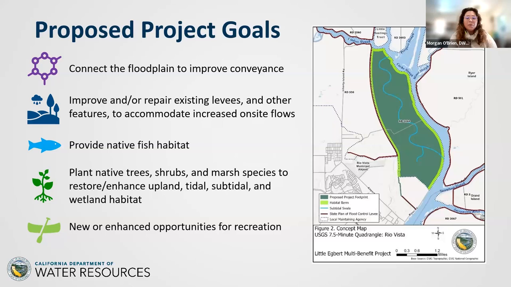to accommodate increased on-site flows. We'll also be looking into grading and placing fill material to construct subtidal swales, wave break islands, and habitat berms to provide native habitat for fish. We'll be studying the potential to revegetate the site with native trees, shrubs, and marsh plant species to restore and enhance upland, tidal, subtidal, and wetland habitat. And lastly, the proposed project may provide new or enhanced opportunities for recreation consistent with the flood protection and habitat restoration goals. Next slide, please.